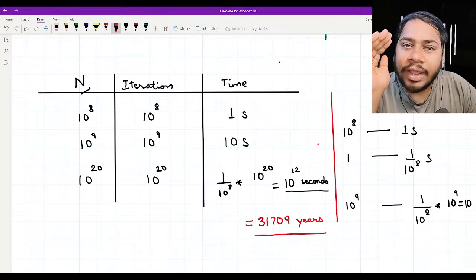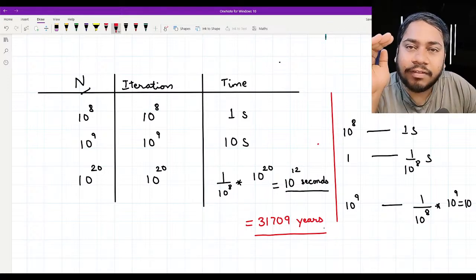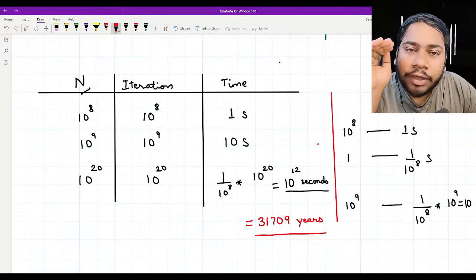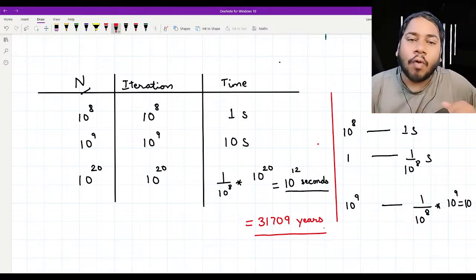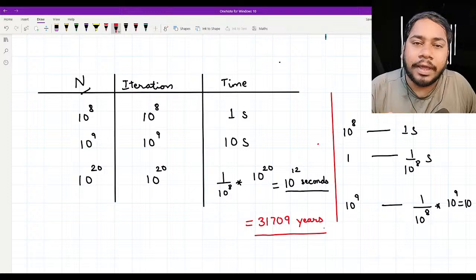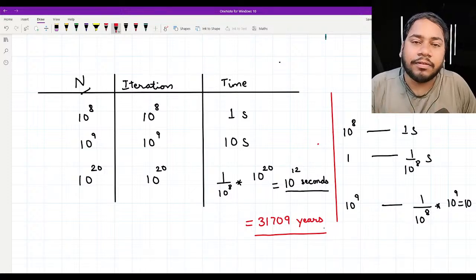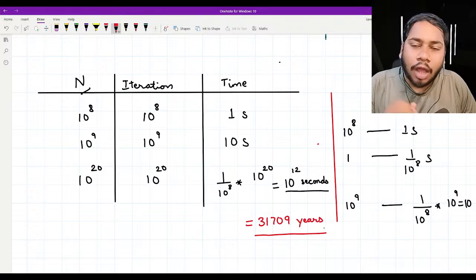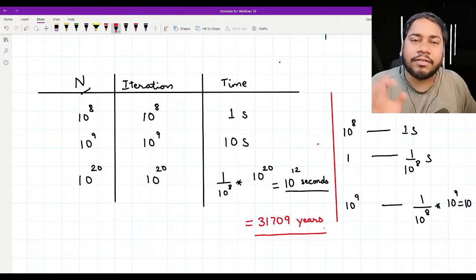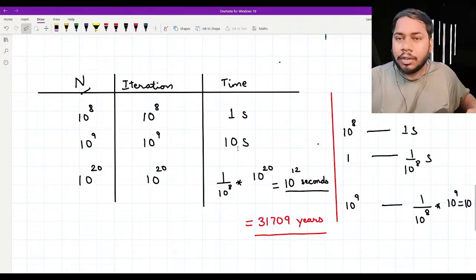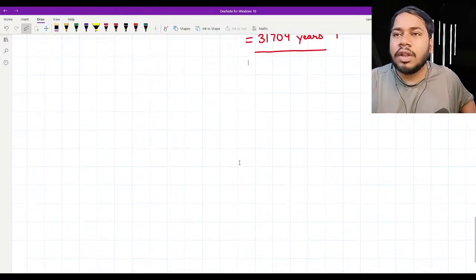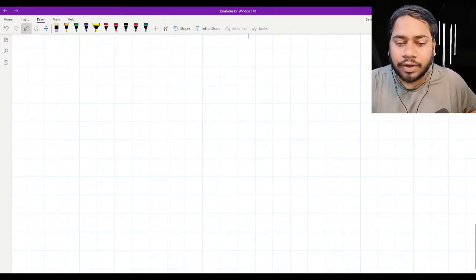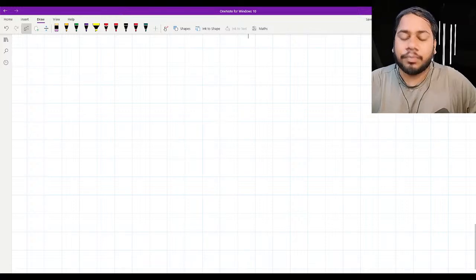So why this example? To make you understand what importance this has in companies. Now we can optimize this particular code. How can we do that? Let's see. Let's try to optimize the code.